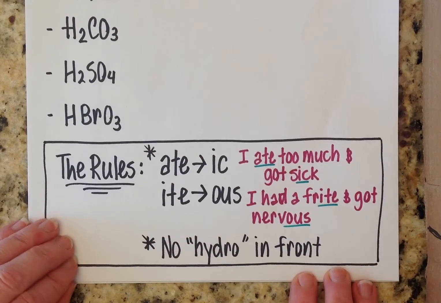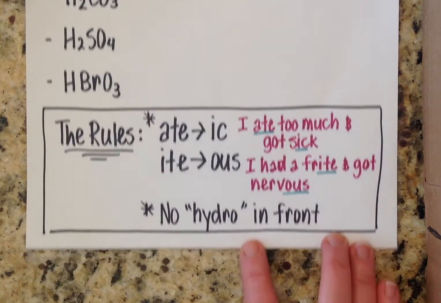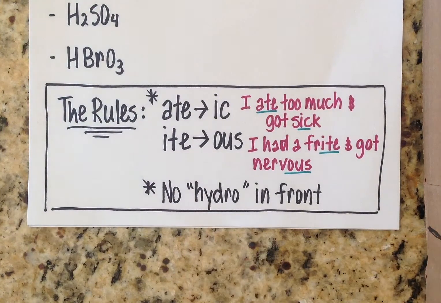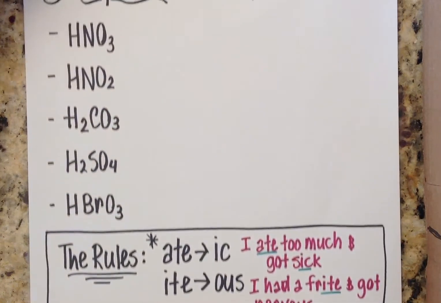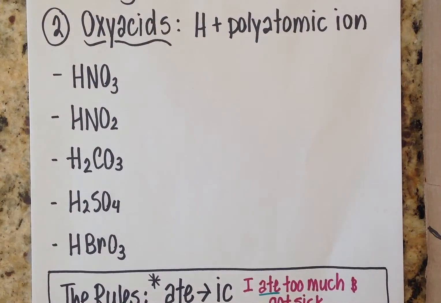Also, unlike binaries, we do not put the prefix hydro in the front. No prefix, but you change the ending. So again, it's a different set of rules for oxyacids because we are simply playing a different game, if you want to think about it that way.